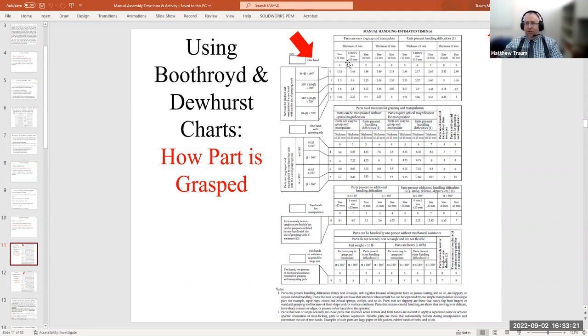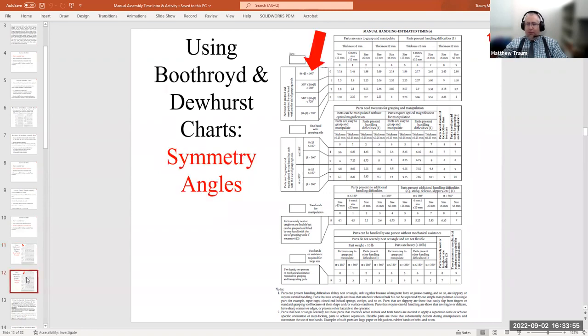So you have 4 subcharts. The first one is for a one-handed grasp. The second one is one-handed grasp with grasping aids, something like pliers or tweezers. The third one is 2 hands for part manipulation. And then the fourth one is 2 hands or assistance from another person required for large part size. So if you've got something that's so big that it's unwieldy enough that you can't hold it with one hand, then that's what the last one is for. So that's the first one, how the part is grasped.